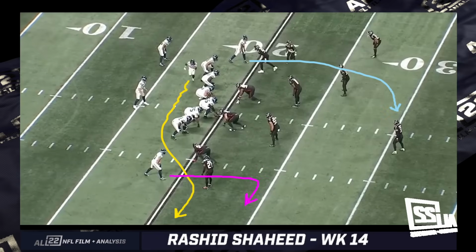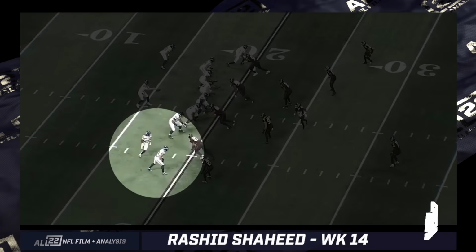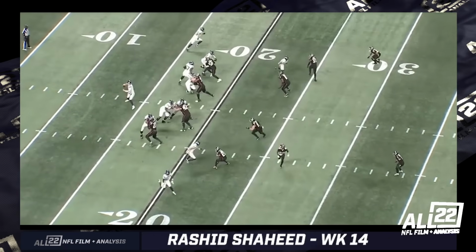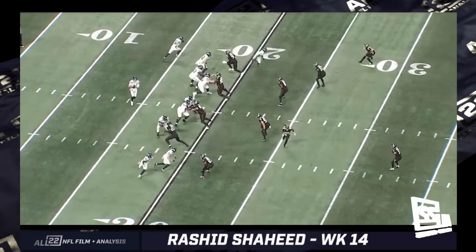Now you've got Shaheed motioning to the field at the snap, basically being stacked with Cooper Kupp, running out into the flats. Easy completion because it's man coverage from the Falcons. Darnold pretty much knew where he was going with the football.